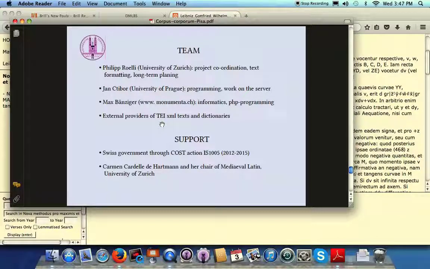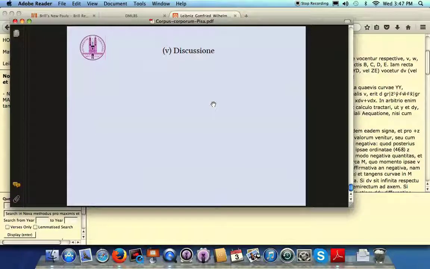Exactly. So right now we come to the discussion.